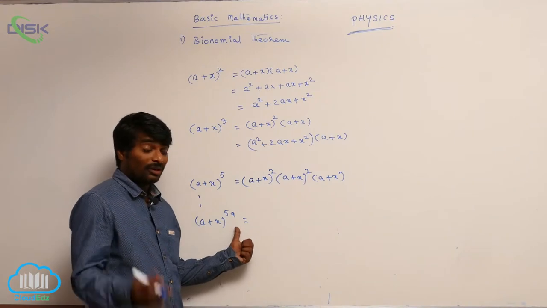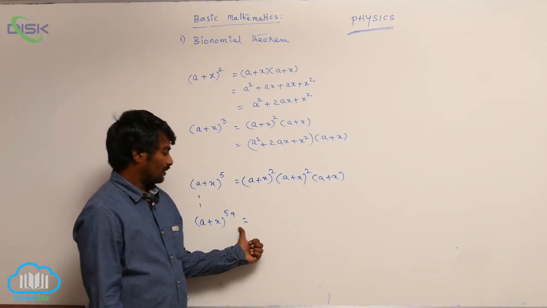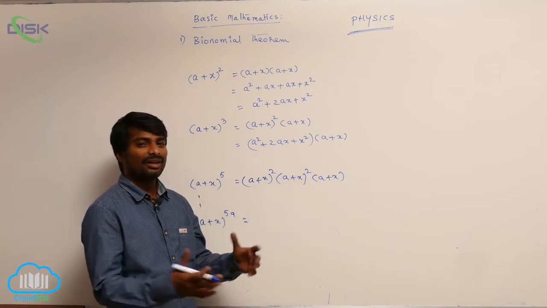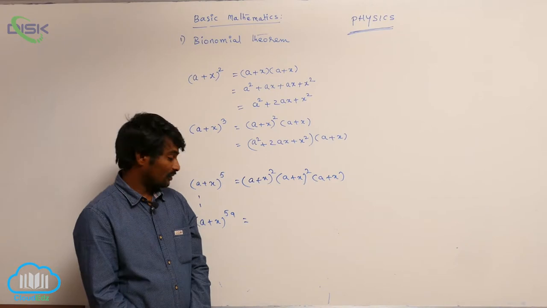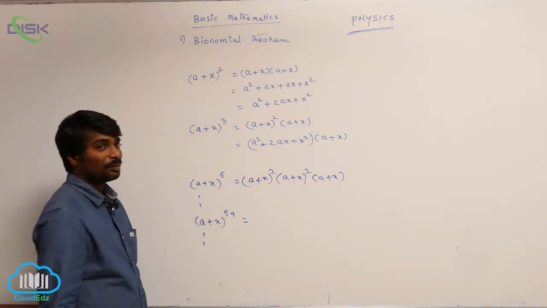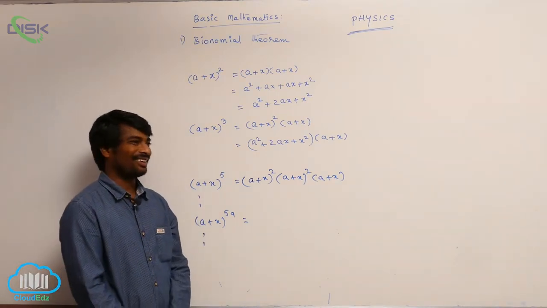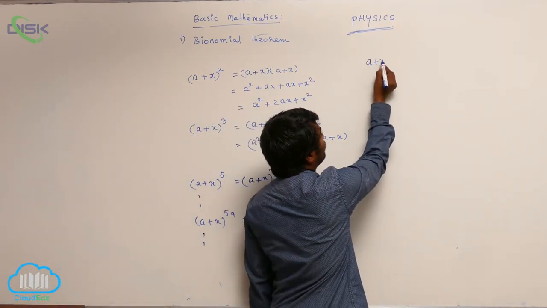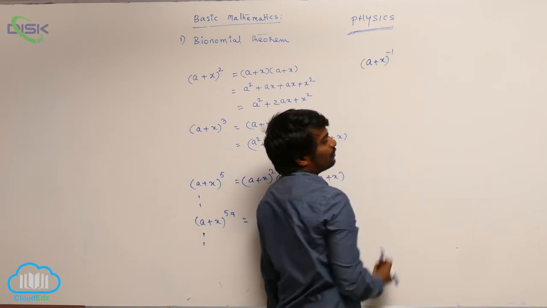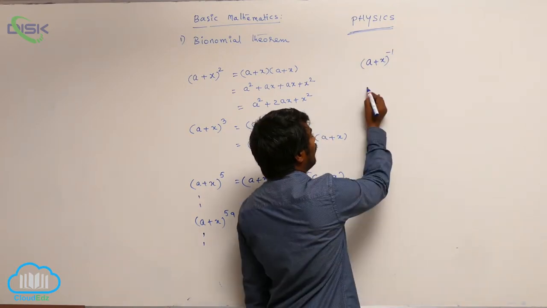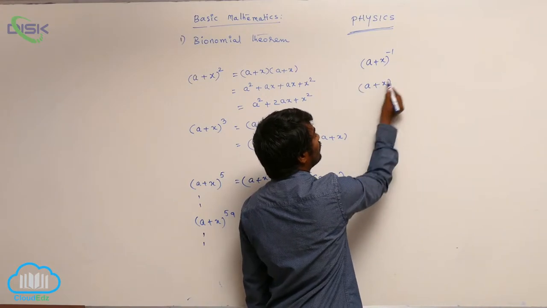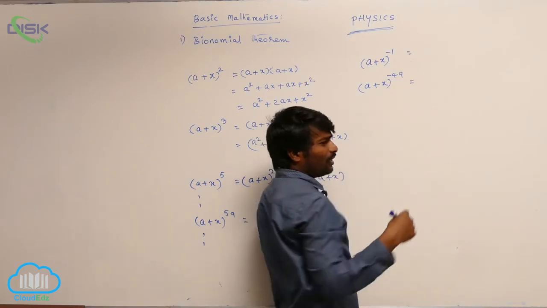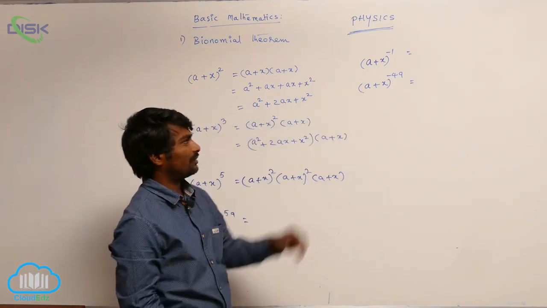You can't remember it, that is the first difficulty. And the second thing, if you want to approach with this method, it is a very lengthy method. It takes much time. And if you go for (a + x) whole power 100, again you can't. Next, (a + x) whole power minus 1, you don't know. (a + x) whole power, say, minus 49, again you don't know. And you don't even know the method of how to expand it like this.